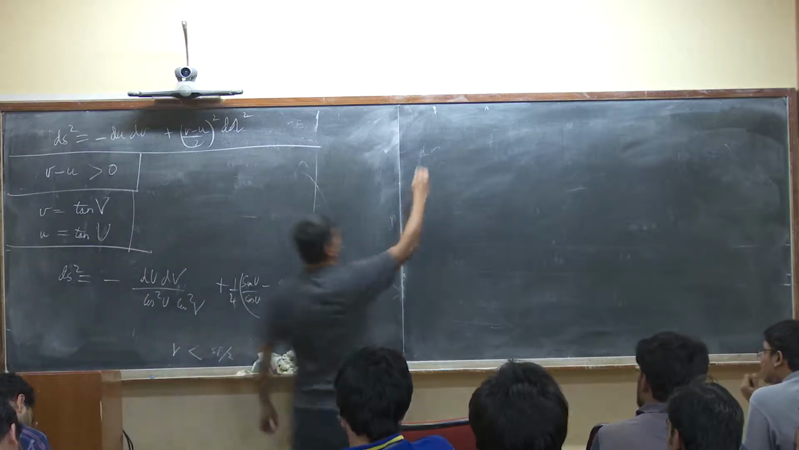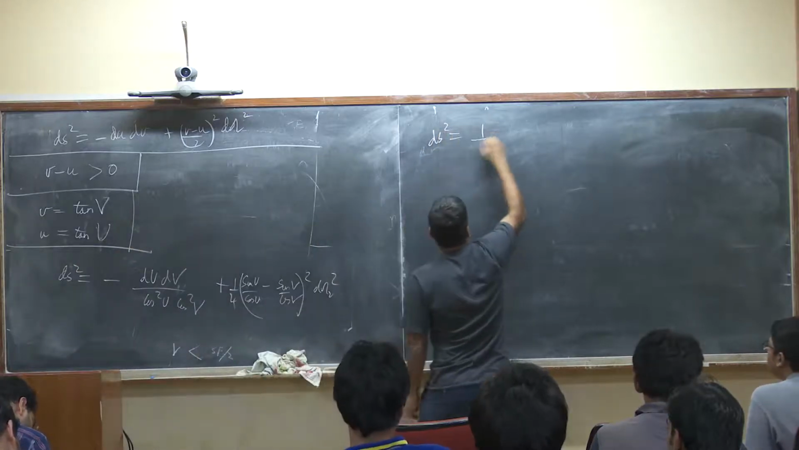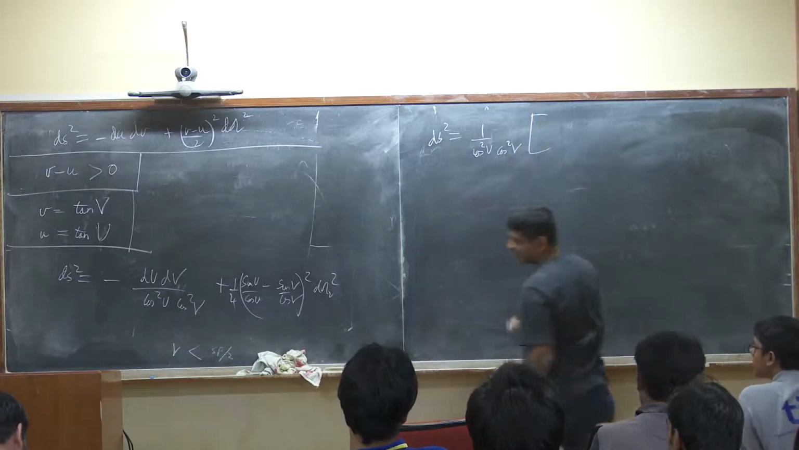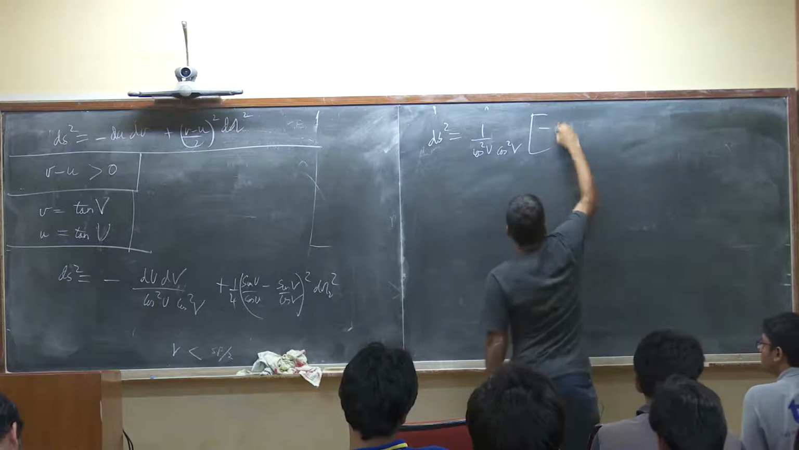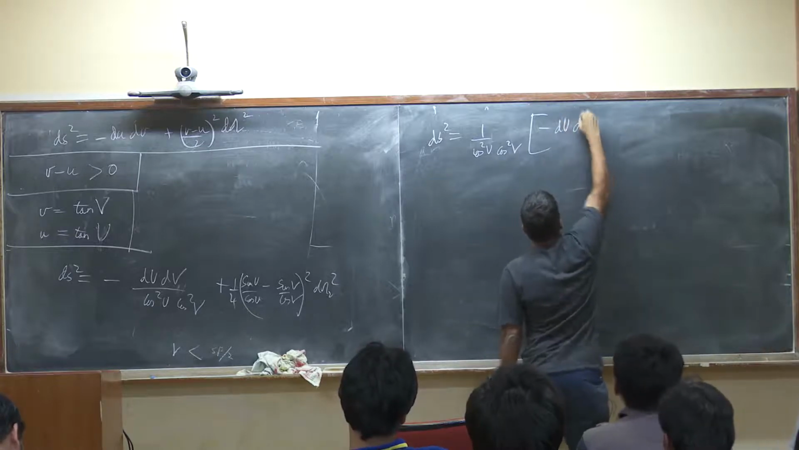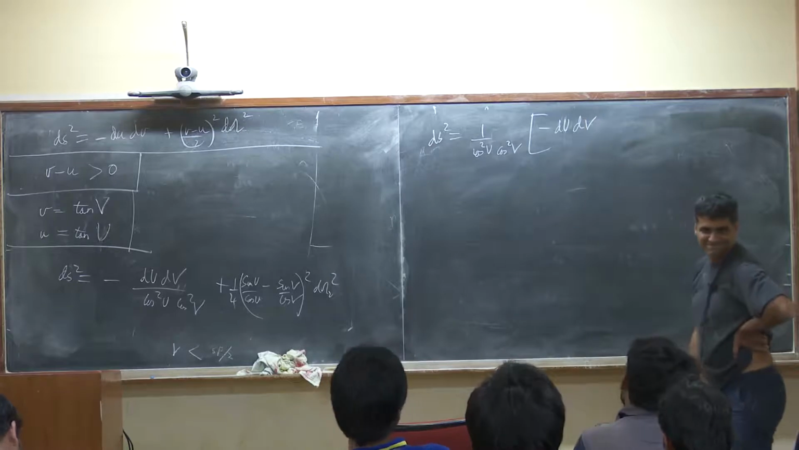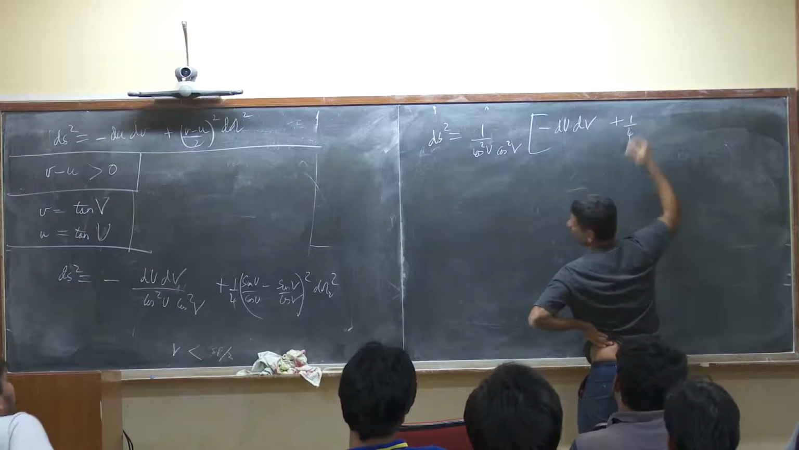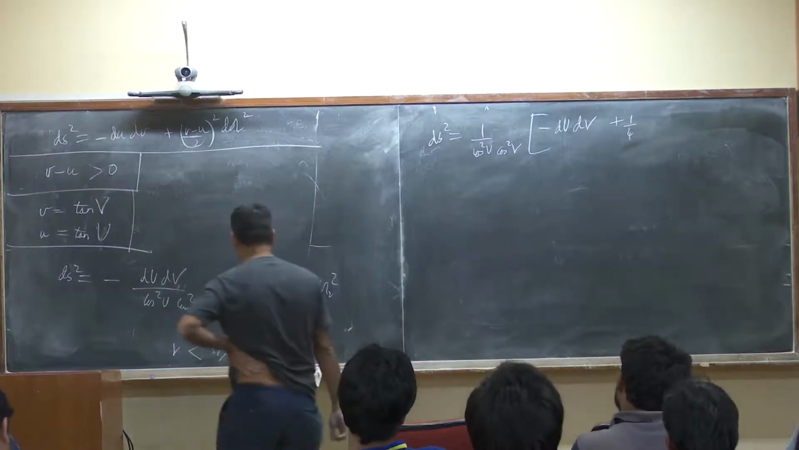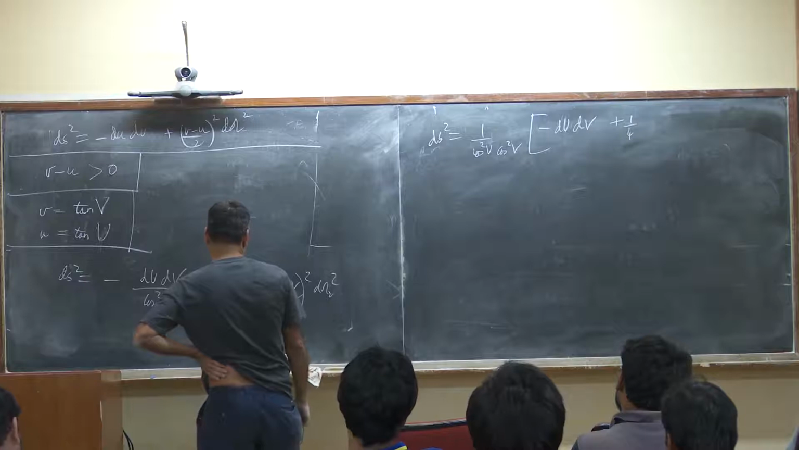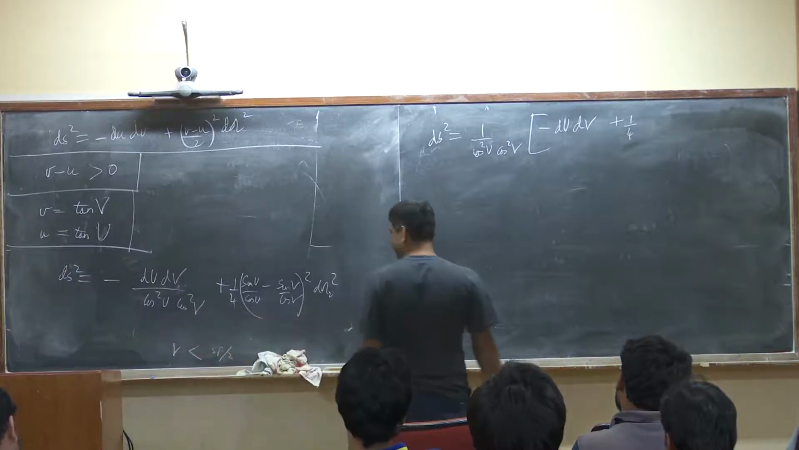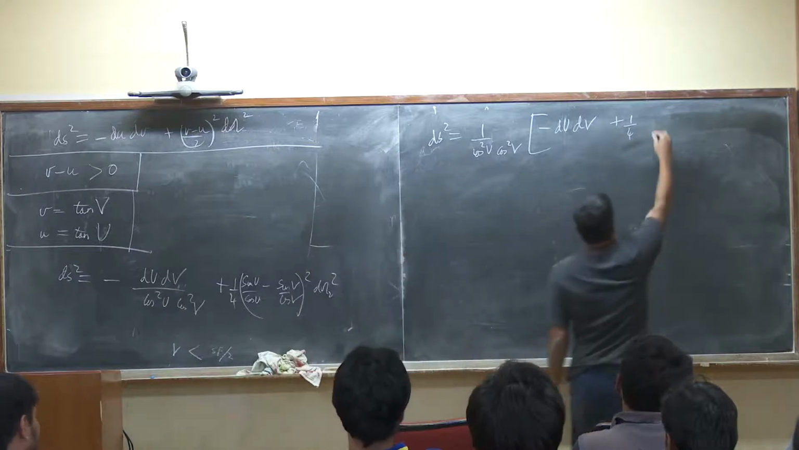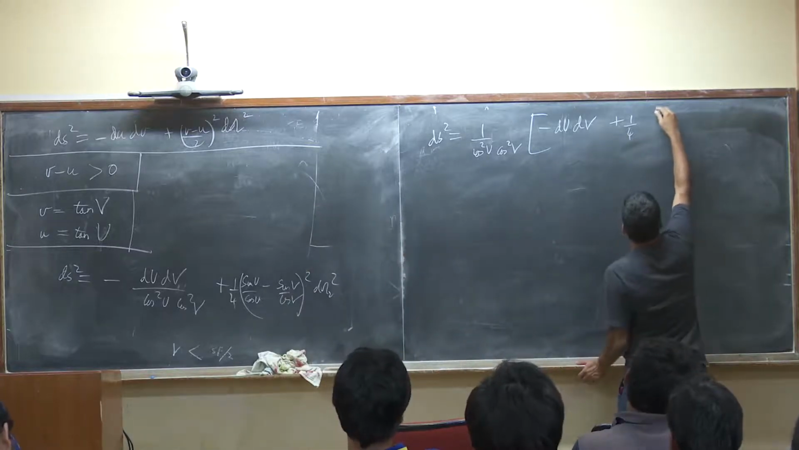Now you say that ds squared is equal to 1 by cos square u cos squared v into minus du dv plus 1 by 4 sine of u minus v, square.